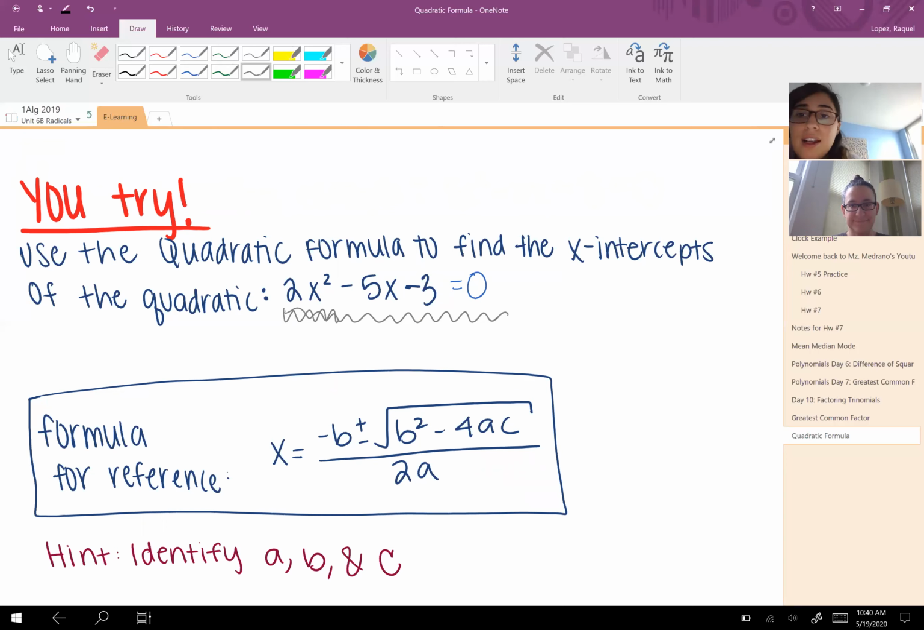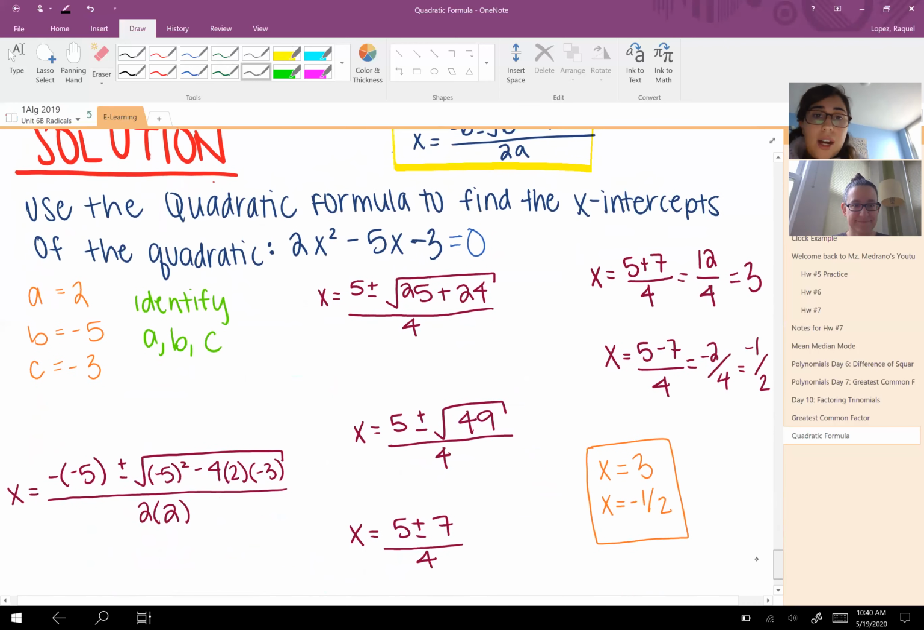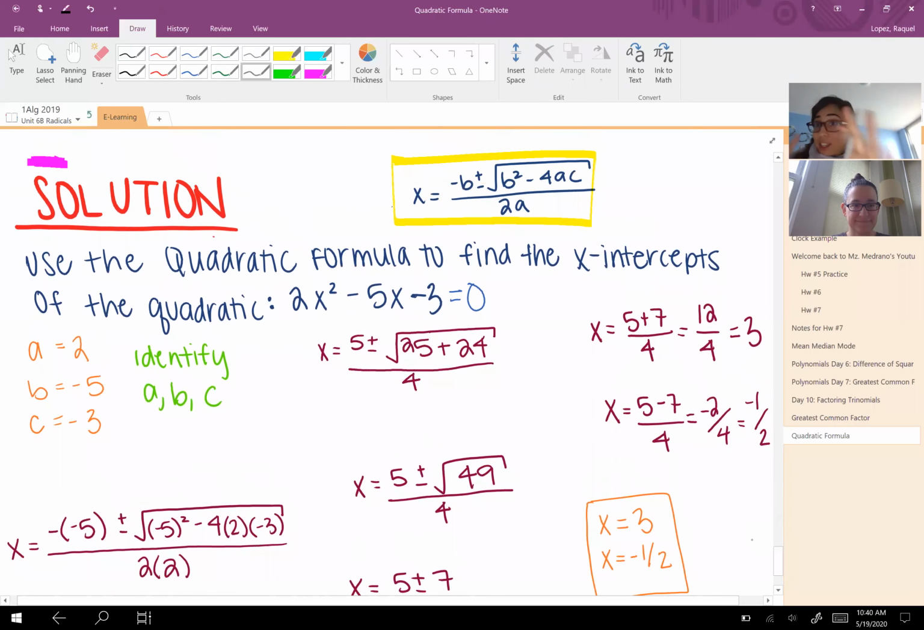Okay, welcome back. All right, so hopefully you have something written down on your paper. I'm going to show you the solution right now. We're going to talk through it really quick. Okay, so here is the solution. So I know that right now there's a lot of writing on the screen, but don't worry, we're gonna make sense of it together. So the first thing that I went ahead and did is identify my A, B, and C. So for A, I got 2, B, I got -5, and C, I got -3.